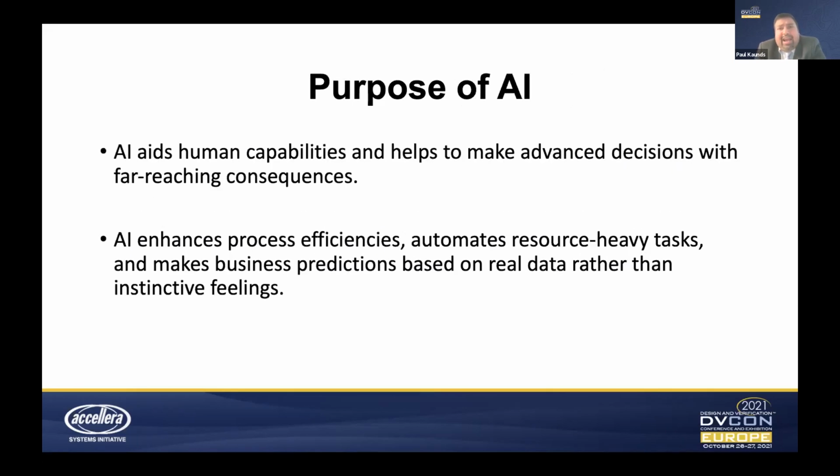What is the purpose of AI? In general, at the top level, it aids human capabilities and helps to make advanced decisions with far-reaching consequences. AI enables process efficiencies, automates resource-heavy tasks, and makes business predictions based on real data rather than instinctive feelings. We have a lot of data, and it processes the data, and basically this is all algorithms. It takes the data, organizes it, understands it, and then helps us solve a particular problem.